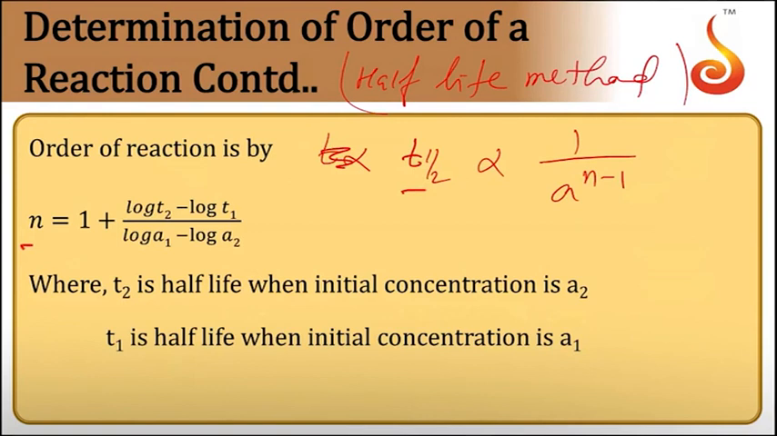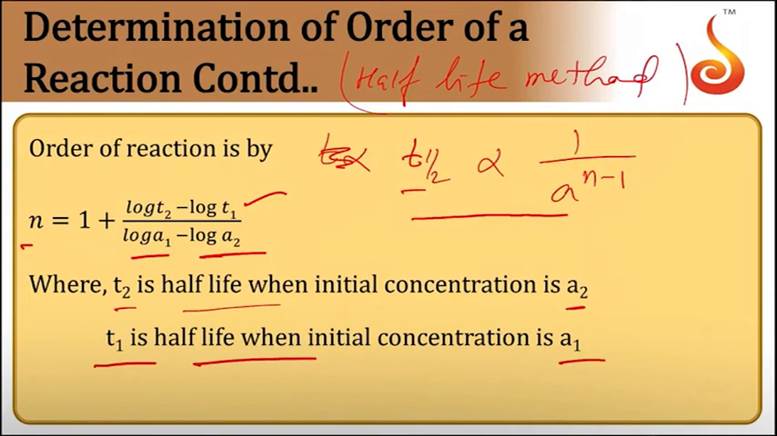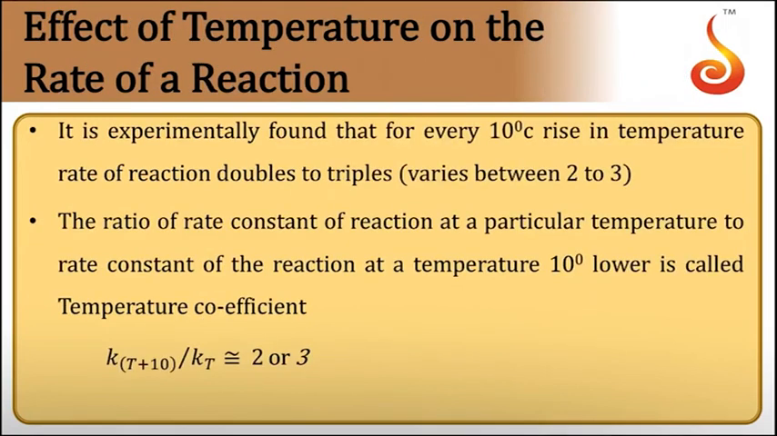n, the order of reaction, is given by 1 plus log t2 minus log t1 by log a1 minus log a2. Here t2 is the half-life when the initial concentration is a2, and t1 is the half-life when the initial concentration is a1. So n is equal to 1 plus log t2 minus log t1 by log a1 minus log a2, where the principle used is that half-life is proportional to 1 by a power n minus 1. In that way, this can be used to find out the order of reaction.